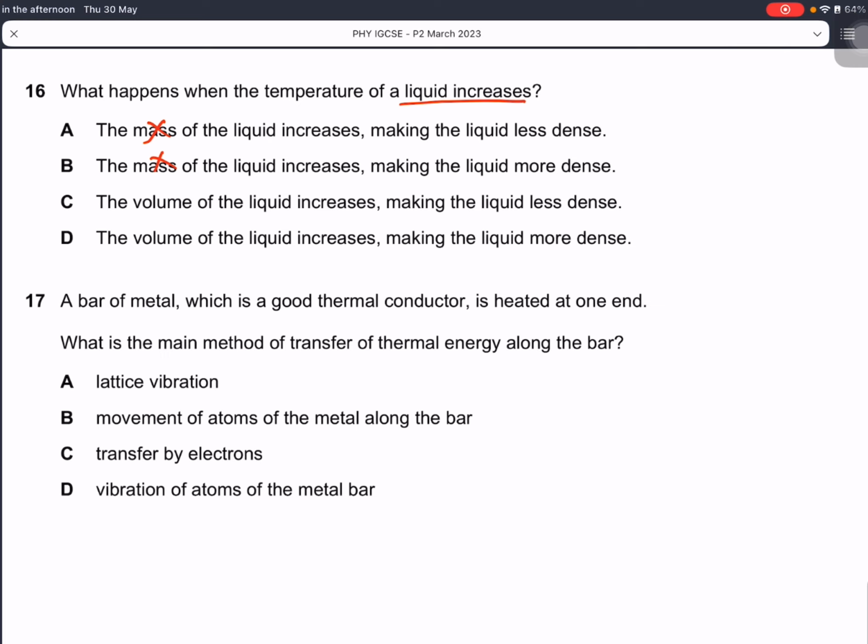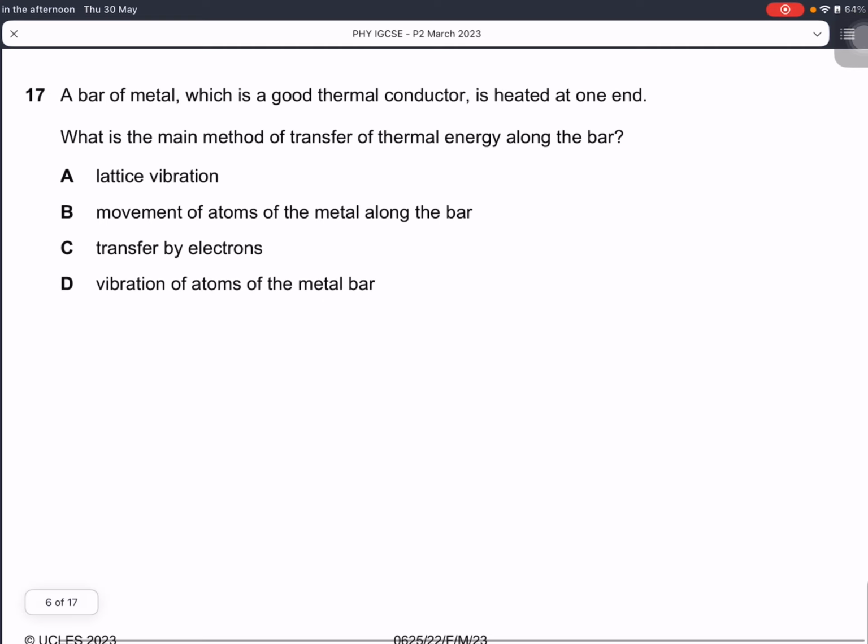Volume will increase definitely, because they're going to move a little bit more or vibrate a little bit more now. That makes the volume of the liquid increase, if the same amount of particles, guys, okay? How about density? Density increases or density decreases? Density will decrease, it becomes less dense. More dense means more packed, so they vibrate less. Less dense, less packed means they are a little apart from each other, which is the case here, yeah? The volume of the liquid is going to increase, making the liquid less dense. So C is the correct answer.